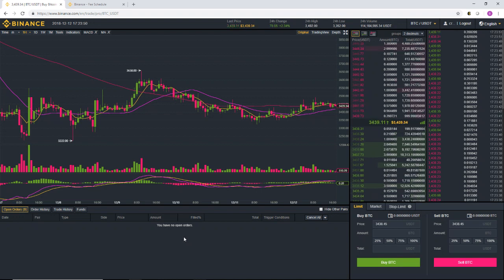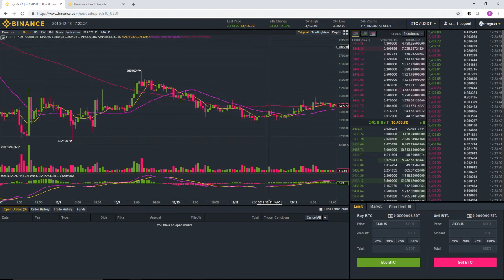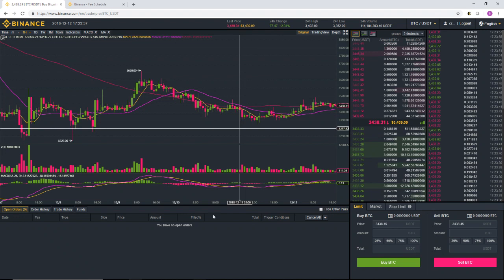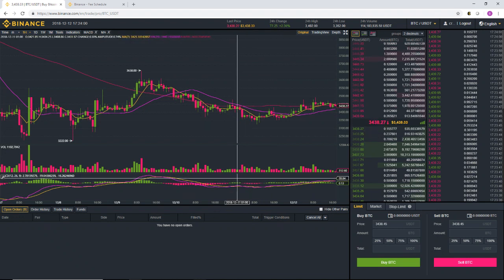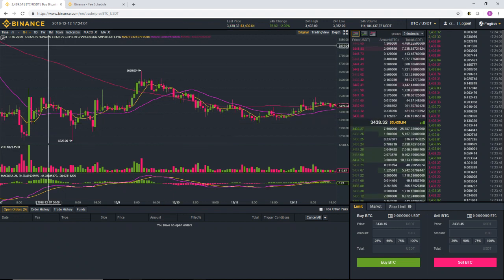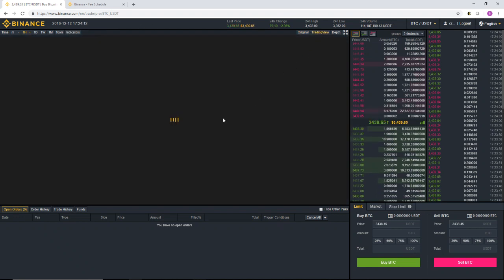So here you see the Bitcoin per Tether chart. And what's nice about Binance, it gives you a few different options here. You have the original chart from Binance, which doesn't really have a ton of options, but you get the basic MACD at the bottom. You get volume, you get the candles, and you're able to change your horizons as well and change some of your indicators.